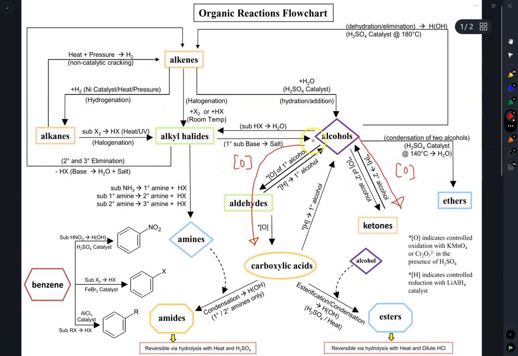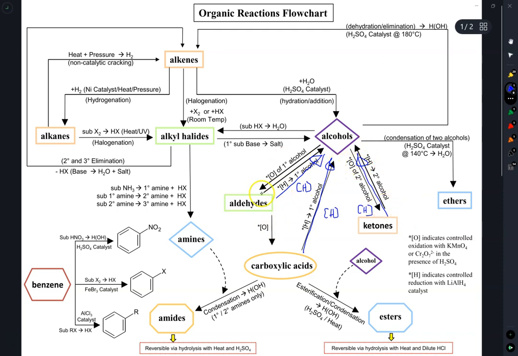All right, so going in this direction, we have oxidation occurring. And going in the reverse direction, it is reduction. So forming more bonds with O or fewer bonds with H is oxidation, while forming fewer bonds with O or more bonds with H is the reduction.